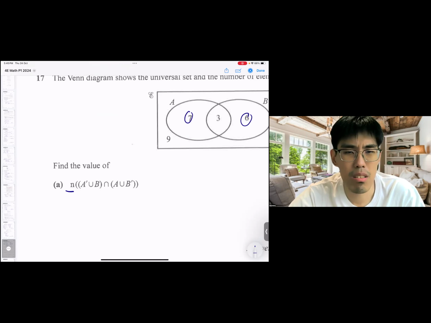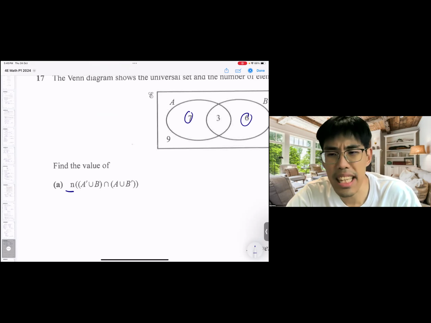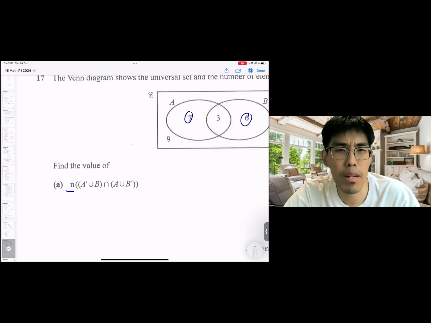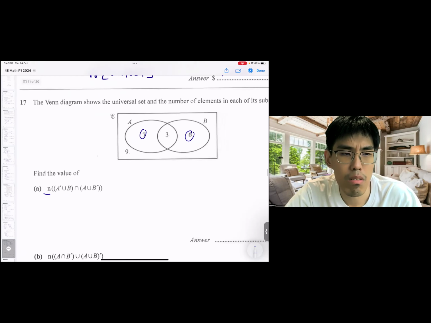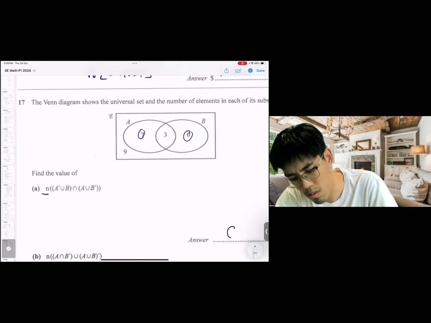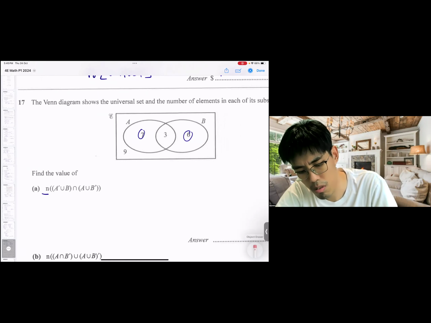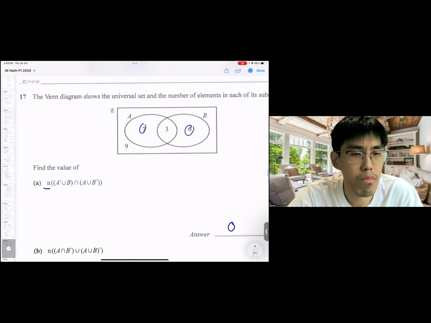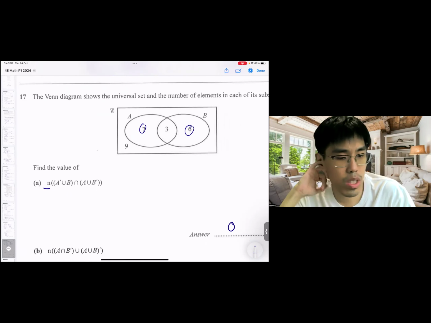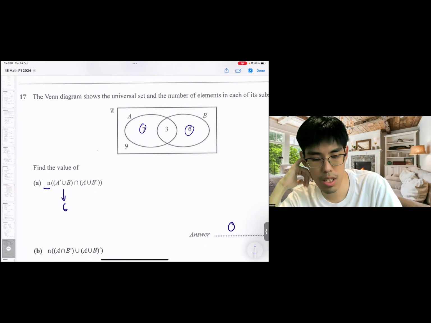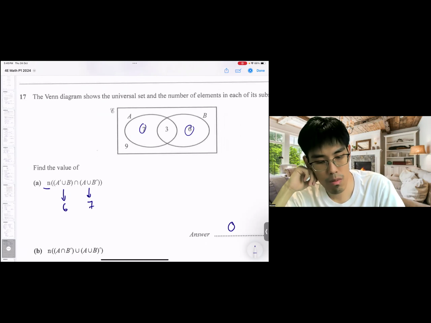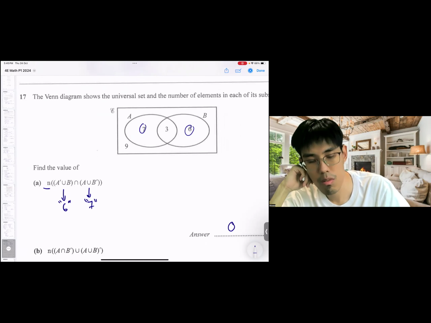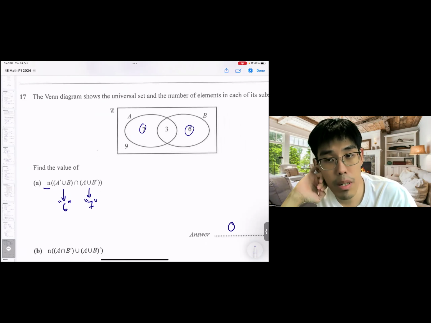There are no numbers that intersect. There are no elements that they intersect. 0. Don't have. Okay? Because this one refers to the 6 and this one refers to the 7. So there are no elements that are intersecting one another.